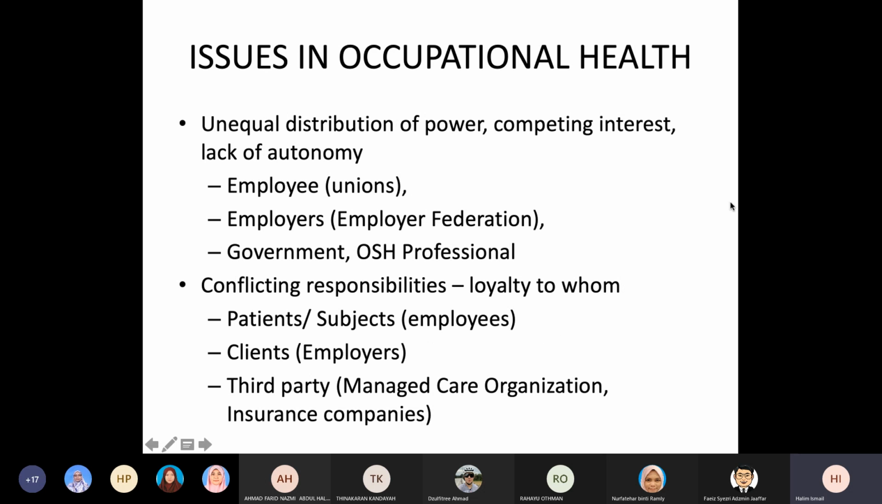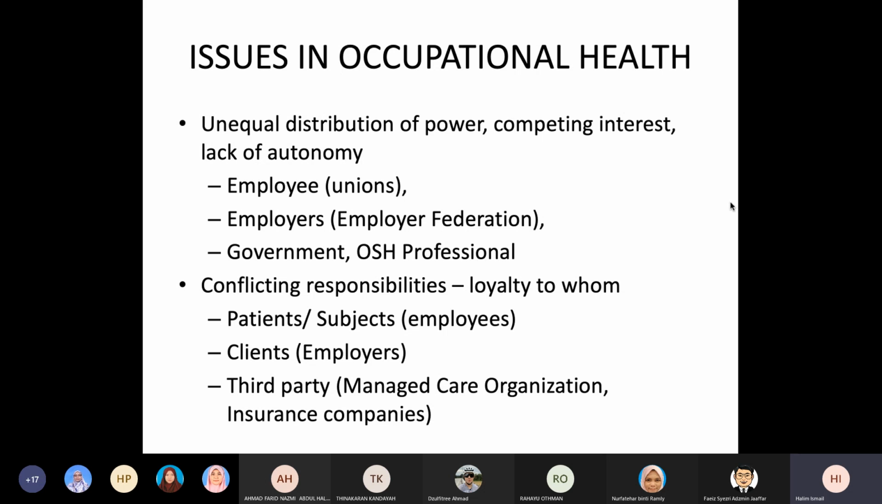Okay. Move on to issues in occupational health. What are the ethical issues in relation to occupational health? The first one is unequal distribution of power, competing interests, and lack of autonomy between the employees, employer, and the government. You know that under OSHA, it involves a tripartite act in order for us to implement the OSHA. So it involves the employee, employer, and also the government or administrative and health practitioner.